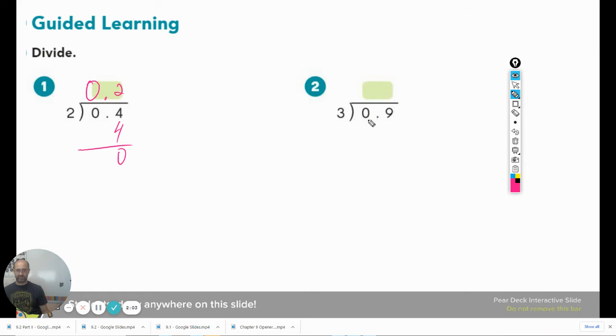Can 3 go into 0? No. So can 3 go into 9? Keep my decimal here. 3 goes into 9. 3 times 3 is 9. Subtract, and I'm done. Wow, these are working out so nice and neatly, right? And this is 0 and 3/10.